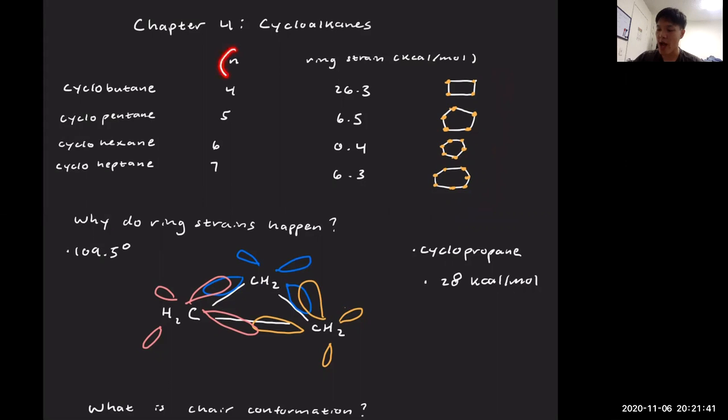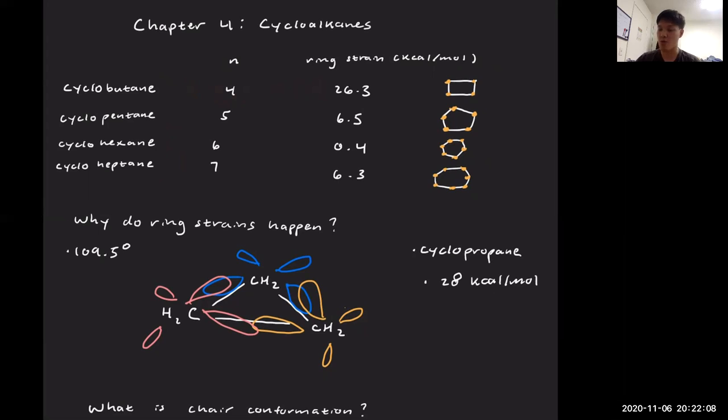I numbered it, so N is equal to the number of carbons, and then we have a ring strain here. So butane, pentane, hexane, and heptane, cyclobutanes, and then everything like that. So cyclobutane has 4 carbons, right, butane, and then it has a ring strain of 26.3. That means it has a lot of energy there, and it does not want that energy.